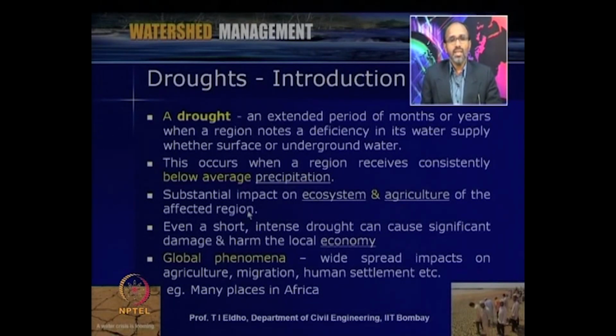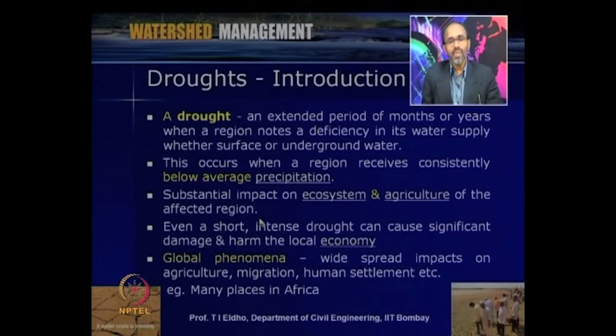We can see that drought is a global phenomenon. It is not only in India or Asia, but all parts of the world are affected by drought. Drought is widespread and it has impacts on agriculture. Agriculture needs sufficient moisture or water.